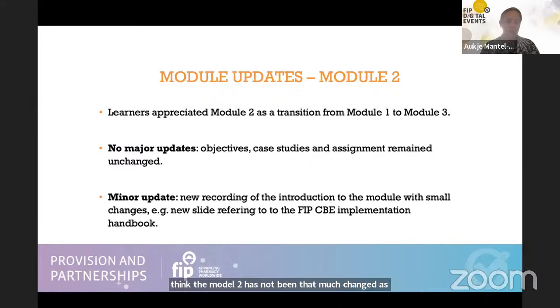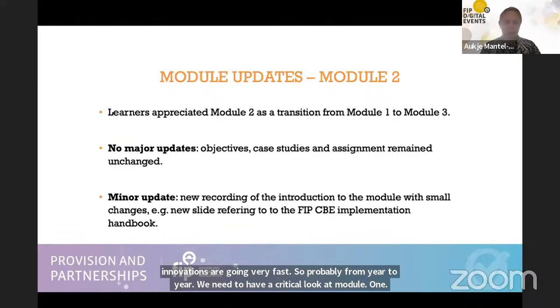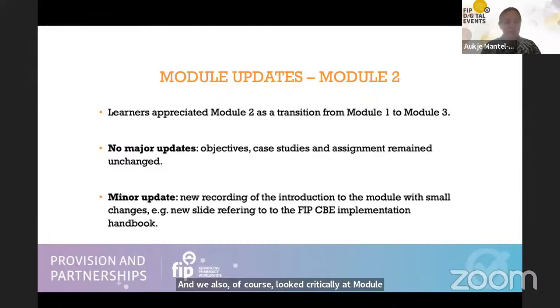I think that Module 2 has not been that much changed as compared to Module 1. Module 1 is about technology itself, and that is where I think innovations are going very fast. So probably from year to year, we need to have a critical look at Module 1. We also, of course, looked critically at Module 2, but our learners already appreciated Module 2, and so as a transition also from Module 1 to Module 3, that is why we had no major updates on the objectives. We still maintained the case studies, and also the assignment remained unchanged.